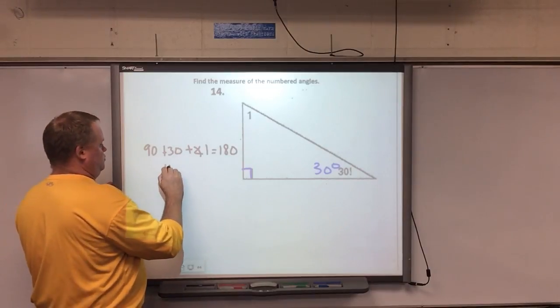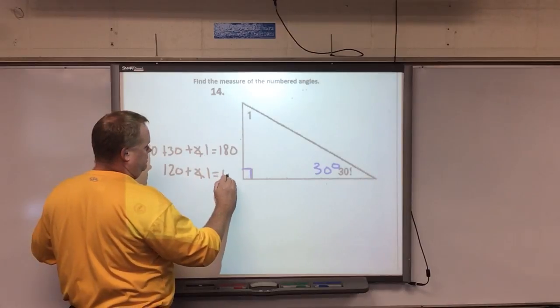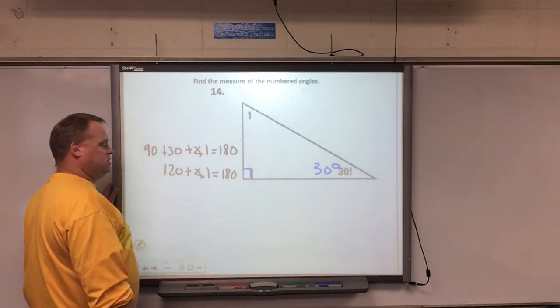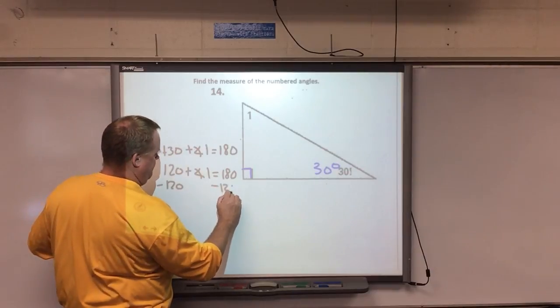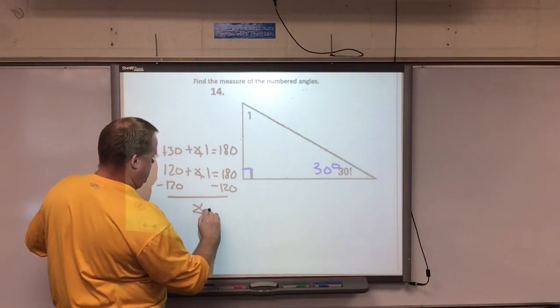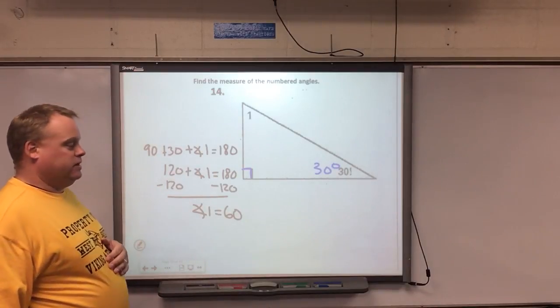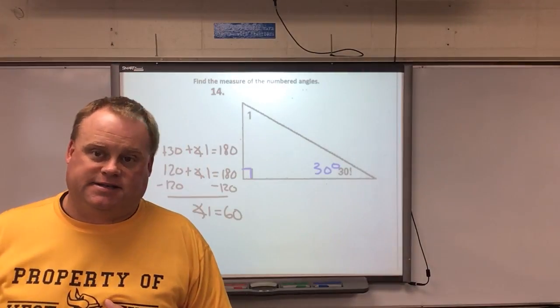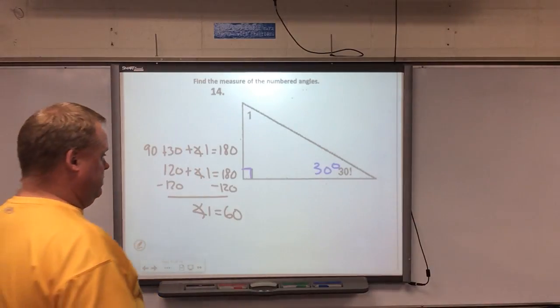90 plus 30 is 120. I want to find the measure of angle 1, and it's all set equal to 180 degrees. Subtract 120. Angle 1 equals 60 degrees. So I know that angle 1 is 60 degrees. Okay? 60 degrees.